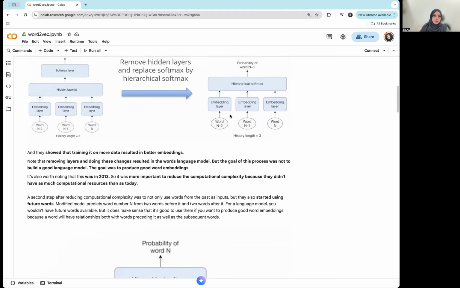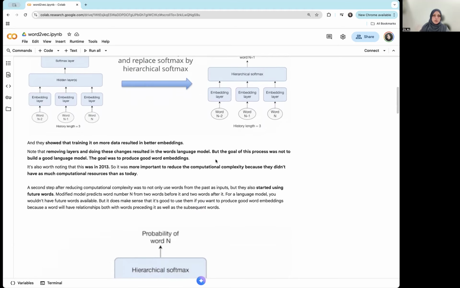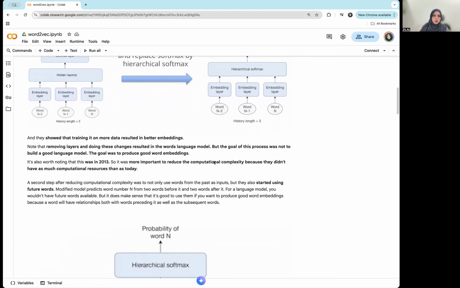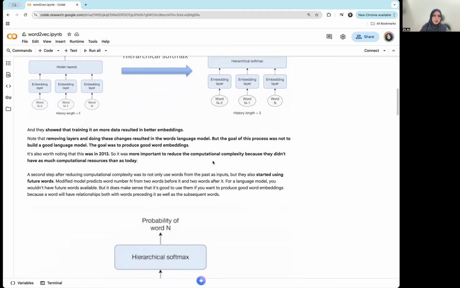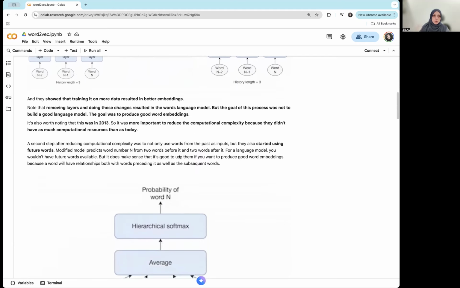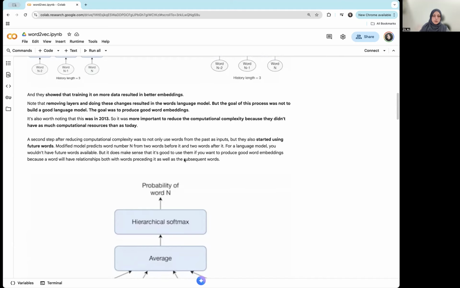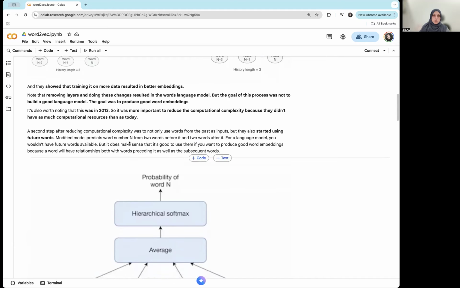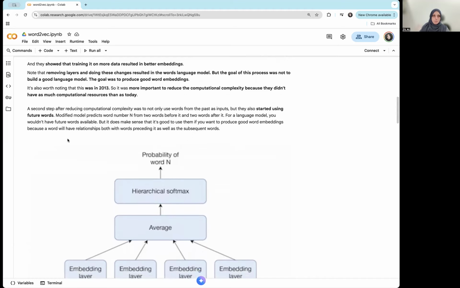Note that removing layers and making these changes resulted in a worse language model, but the goal of this process was not to build a good language model. The goal was to produce good word embeddings. It's also worth noting that this was in 2013, so it was more important to reduce the computational complexity because they didn't have as much computational resources as today.